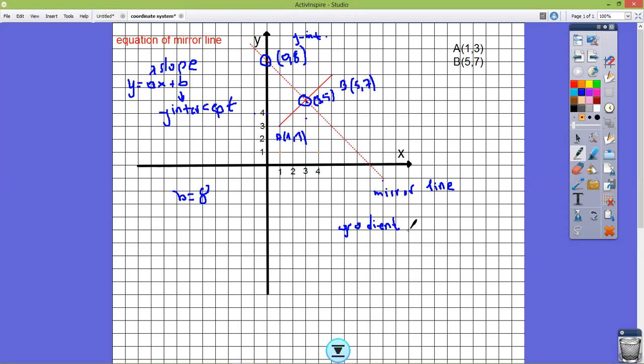It will be equal to y2 minus y1 over x2 minus x1. How did you figure out B again? Now, again, the mirror line intersects with the y-axis at this point, where the line intercepts the y-axis. That one is the y-intercept.